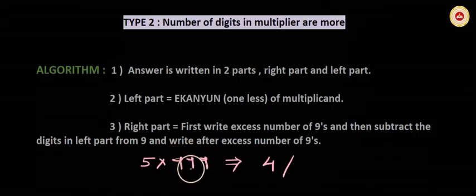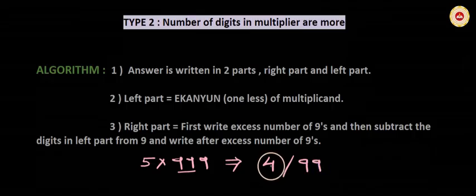The multiplier contains 3 nines. The multiplicand contains 1 digit. How many nines are excess? Count those excess number of nines from left to right. Understand? So tell me, how many excess nines are there? Two excess nines are there. See, there's only 1 digit in the multiplicand and 3 nines in the multiplier. So these 2 nines are excess. Right? So write these 2 nines here.